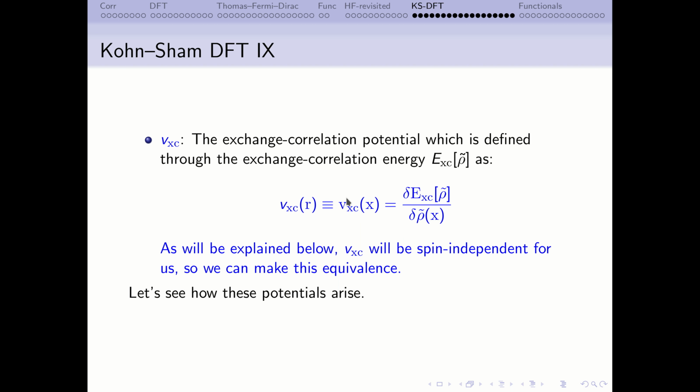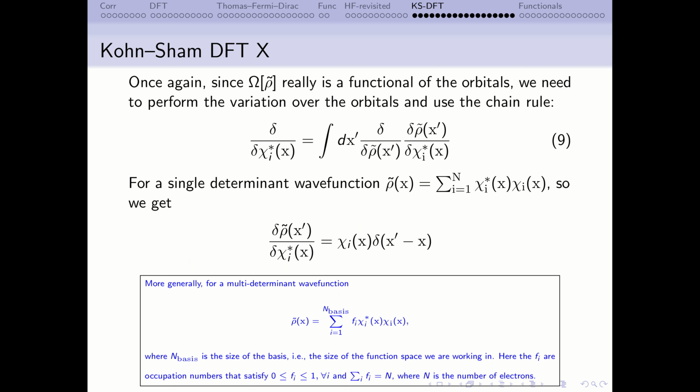Now I have put this equivalence here because when you perform this functional derivative, you formally get something that's a function of x and not spatial coordinates only. There will be a spin coordinate there formally, but because of the way we are going to define Exe, there will be no spin coordinate, and hence it's also written equivalently as a regular potential in terms of r only. Now let's see how these potentials arise.